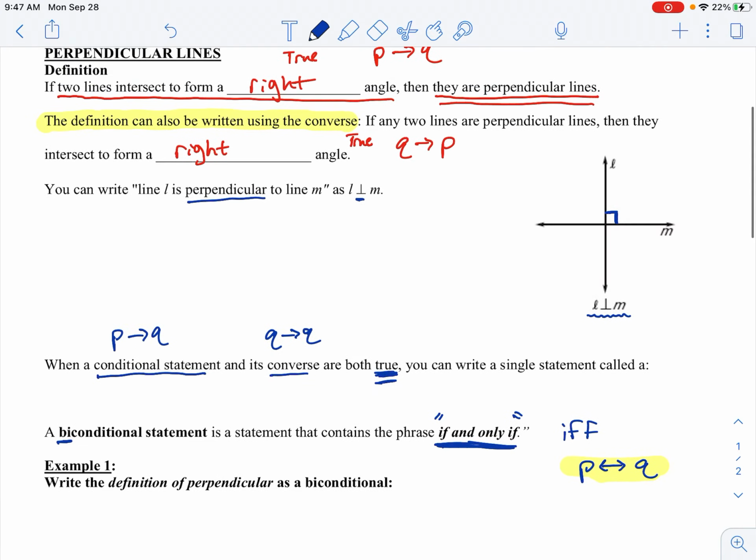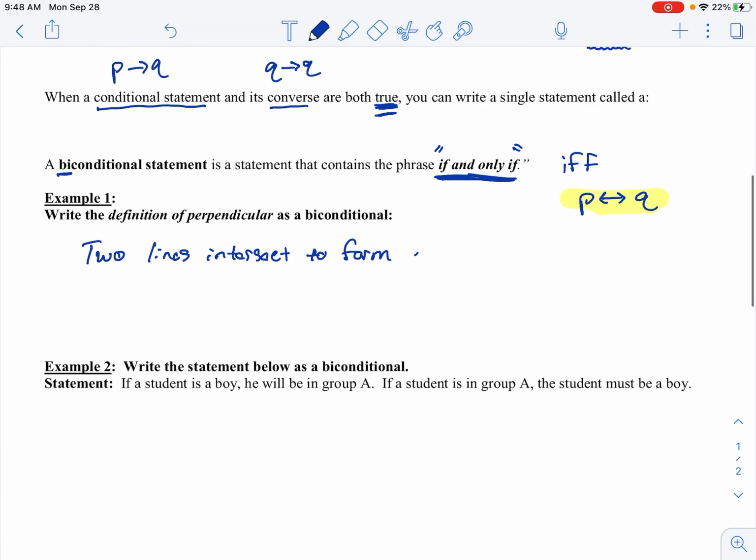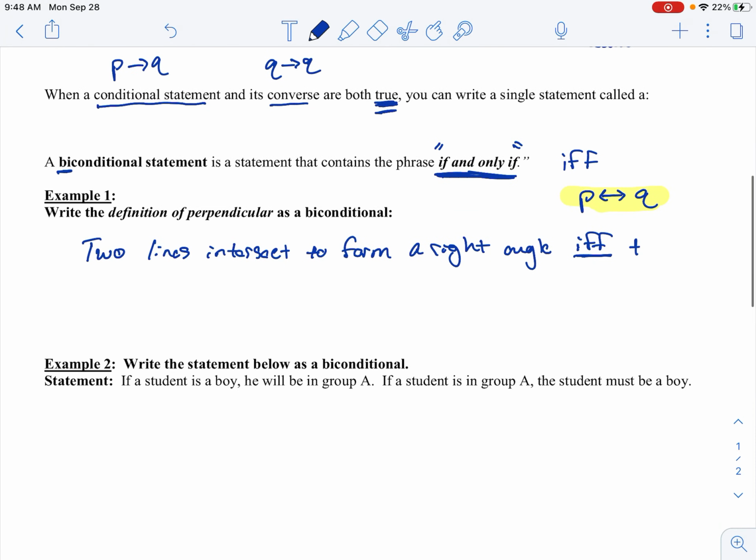So first we write a hypothesis, which I got to look again. Two lines intersect to form a right angle. So hypothesis, two lines intersect to form a right angle. All right, so there is our hypothesis, and then we're going to connect it with this if and only if. I'm going to underline it just so you can see there's a connecting. And they're ready for a conclusion, which is they are perpendicular lines. They are perpendicular, such a long word, perpendicular lines.